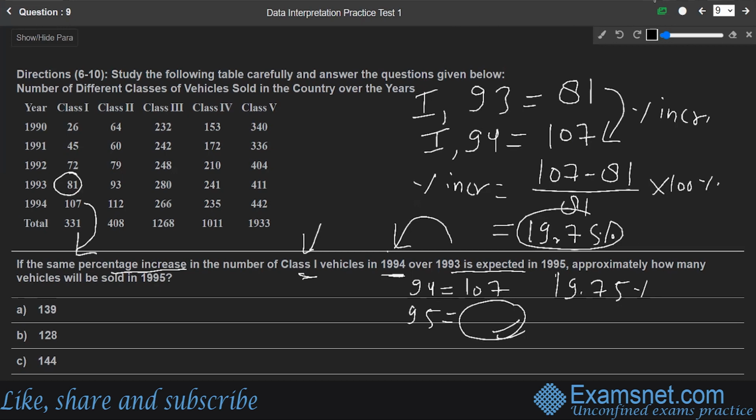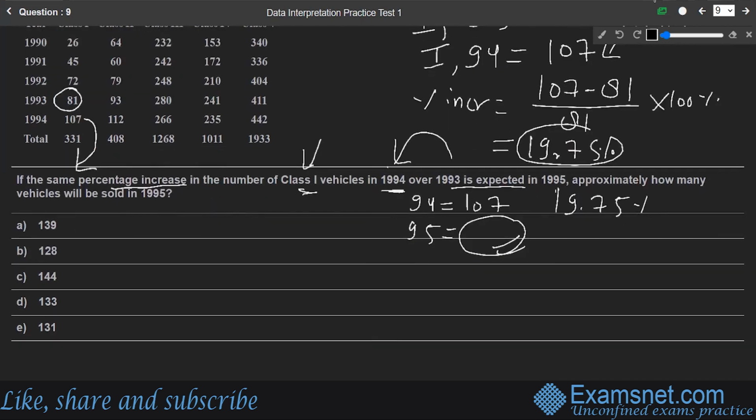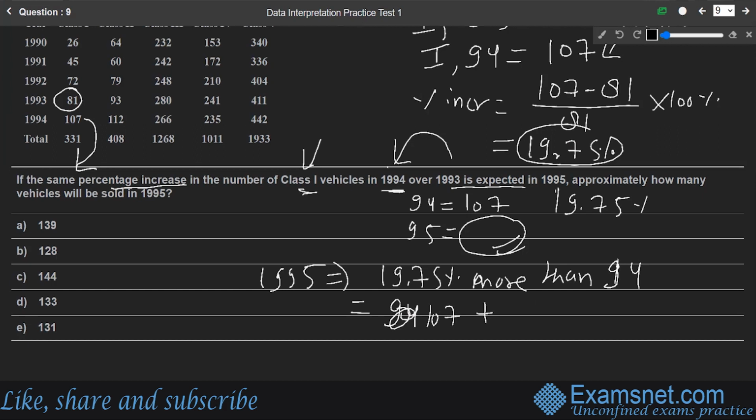That means the value in 1995 will be 19.75% more than the value in 1994. In 1995, the value should be 19.75% more than the value in 1994, that is 107. Okay, so we are clearly supposed to find out 107 plus 19.75% of 107. This is what we are supposed to find out.